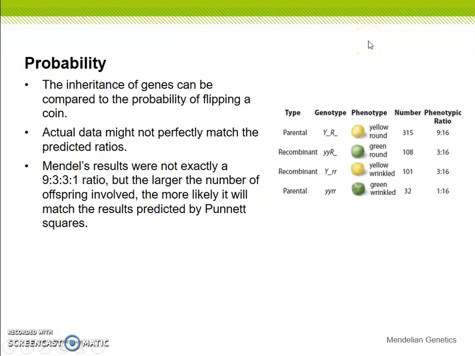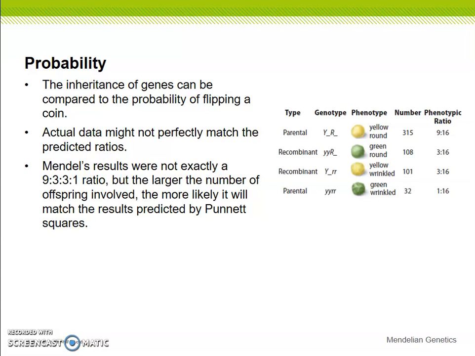Probability. The inheritance of genes can be compared to the probability of flipping a coin. The actual data might not perfectly match the predicted ratio. Mendel's results were not exactly a 9:3:3:1 ratio, but the larger the number of offspring involved, the more likely it will match the results predicted by the Punnett square.